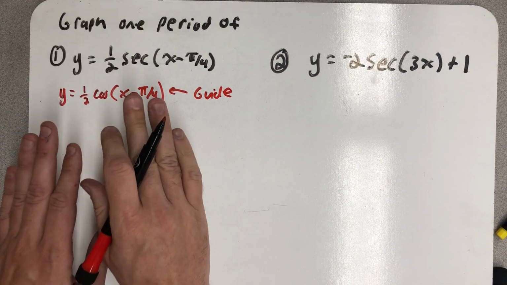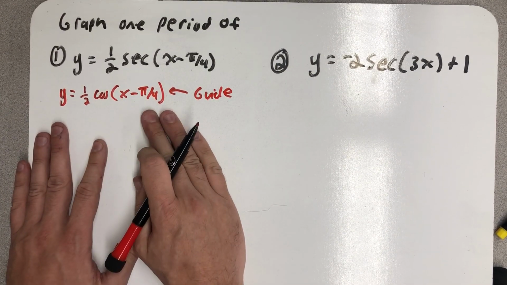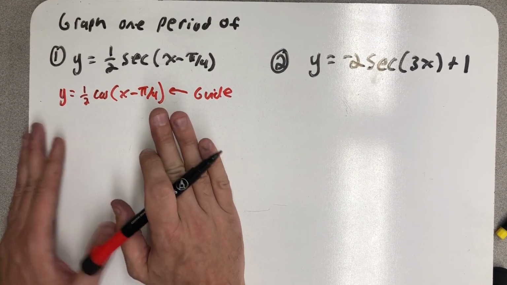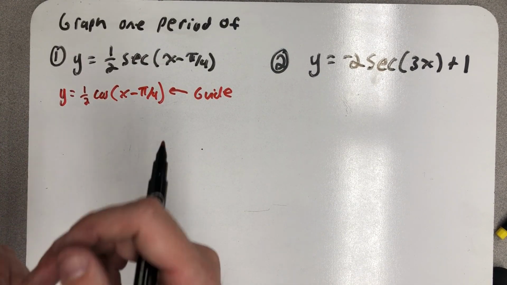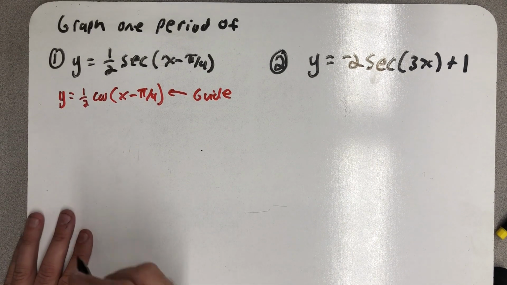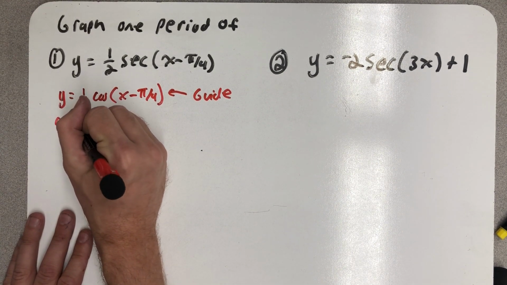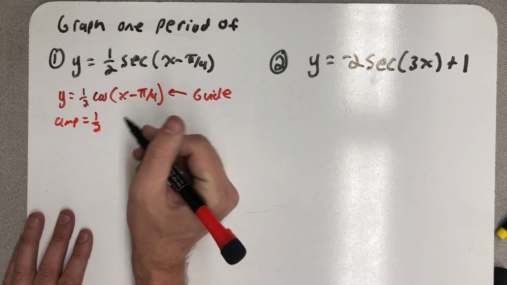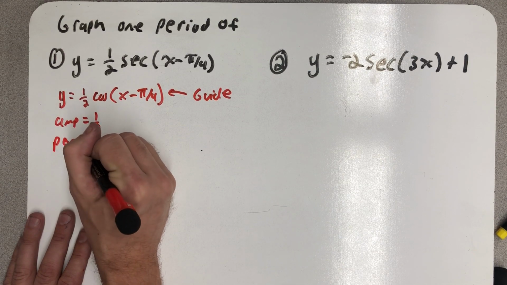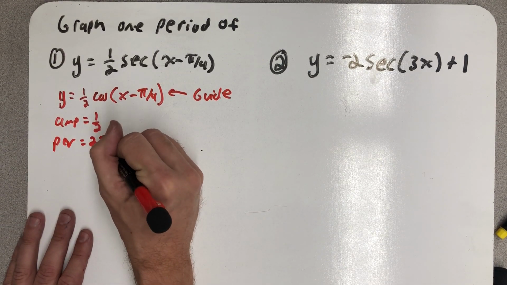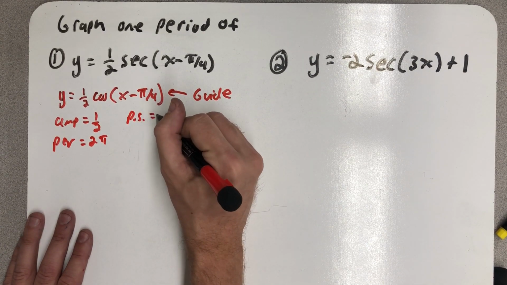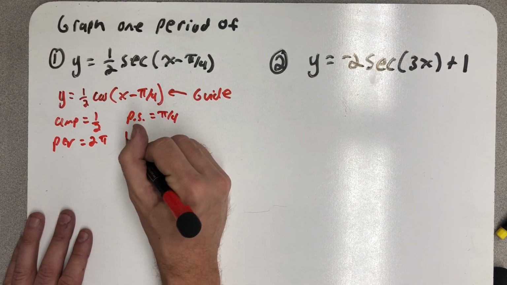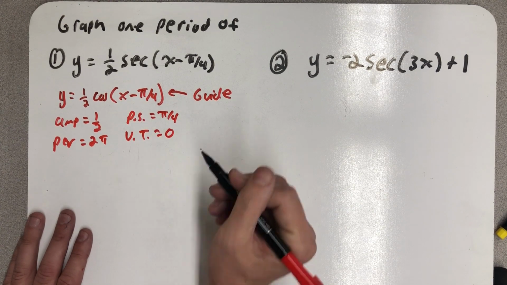So the guide function in number 1 is 1/2 cosine of x minus pi fourths. So let's go on and graph this cosine graph, and then we'll use that graph to generate the secant graph. We'll start by writing the amplitude, which is 1/2, the period, which is going to be 2 pi, the phase shift, I'm moving to the right pi fourths, and there's no vertical translation here. I'm not shifting up or down at all.